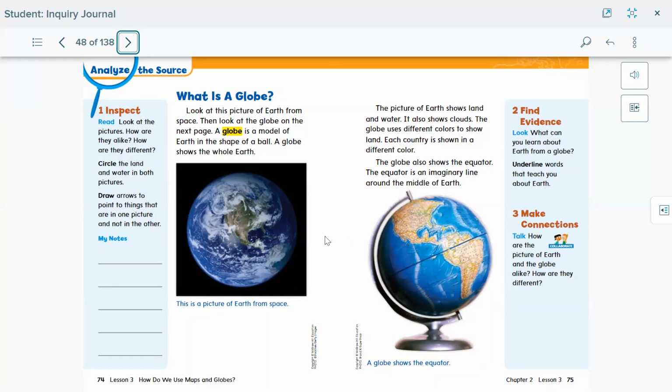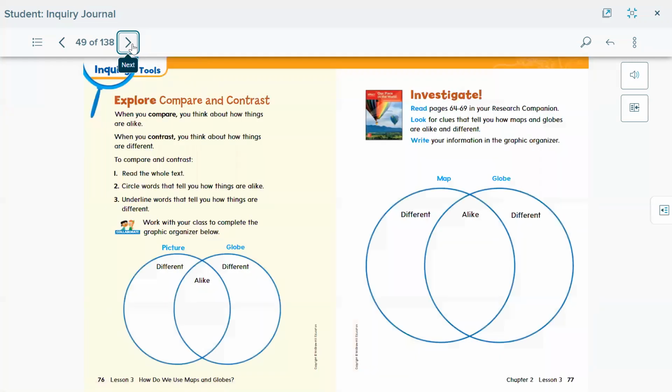All right. So as we see, when you look at the globe, this is like a model of the Earth, and this is like a picture of Earth from space. Circle the land and water in both pictures. So we know that if it's water, that means blue, and if it's cloud, it's white. We can circle the parts in both pictures. Okay, let's go for the next one.